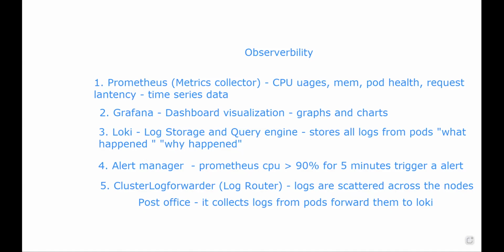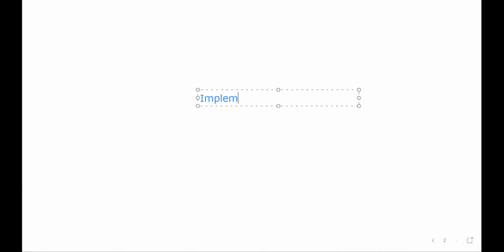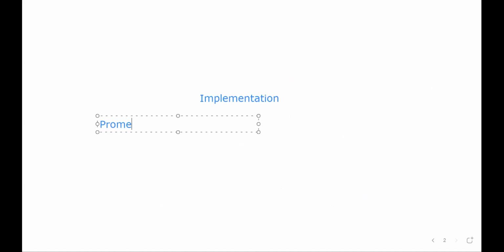Now let me put the implementation steps. You understood all the components of observability, so how will you implement? First we need a Prometheus operator, because OpenShift provides an operator.